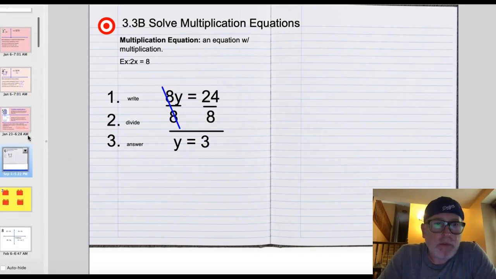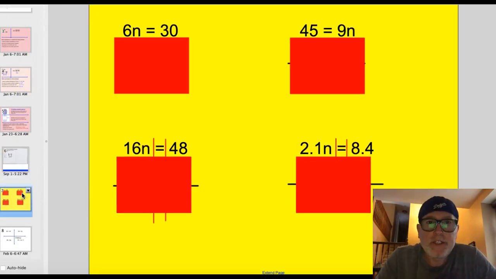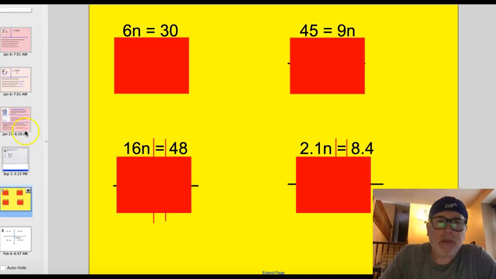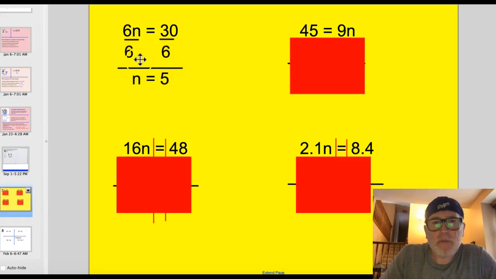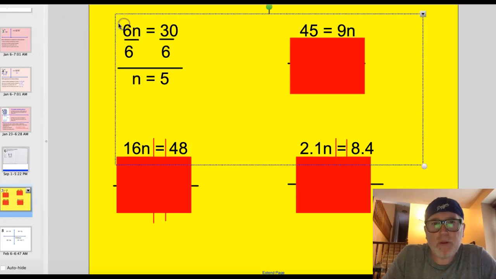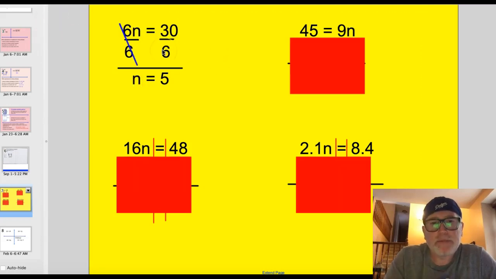Let's take a look at a few problems here. 6n equals 30. And I know you can say, it's 5. And I can say, I don't care. Can you do the isolation process? Divide both sides by 6. Oops, I guess I have to slide this off. I can't get this. There we go. Divide both sides by 6. Those 6's cross off. You got n equals 5.